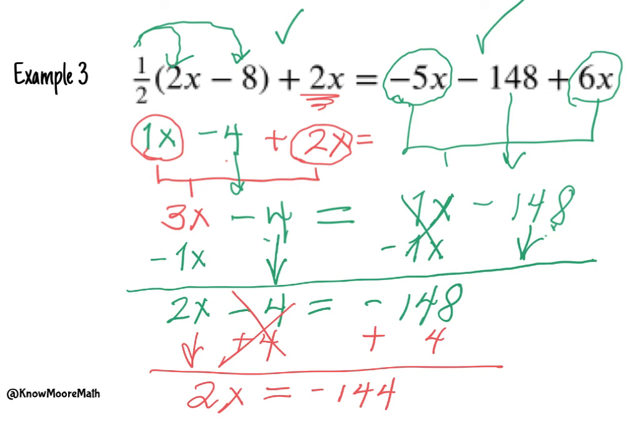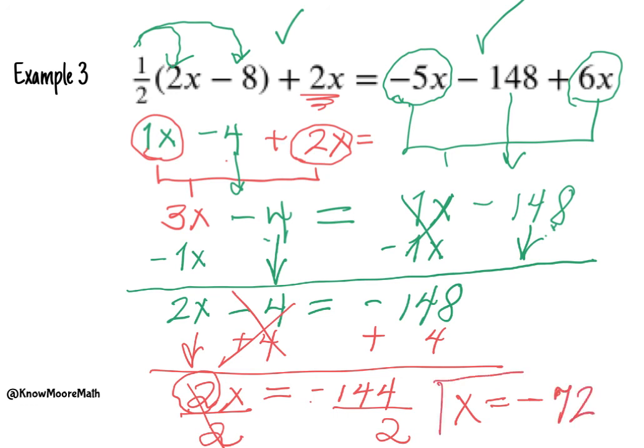Now remember, I'm going to move the coefficient, the number in front of x, to the other side by using the inverse operation. And so the opposite of multiplication is division. So I'm going to divide both sides by 2. X equals, so I know my answer is going to be a negative because a negative divided by a positive is negative. So I'm going to get negative 72 for my answer. Great job.